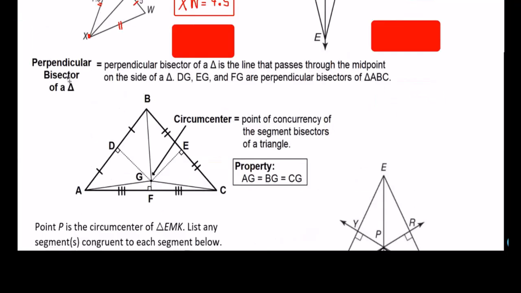Now let's talk about the perpendicular bisector of a triangle. A perpendicular bisector of a triangle is the line that passes through the midpoint on the side of a triangle.